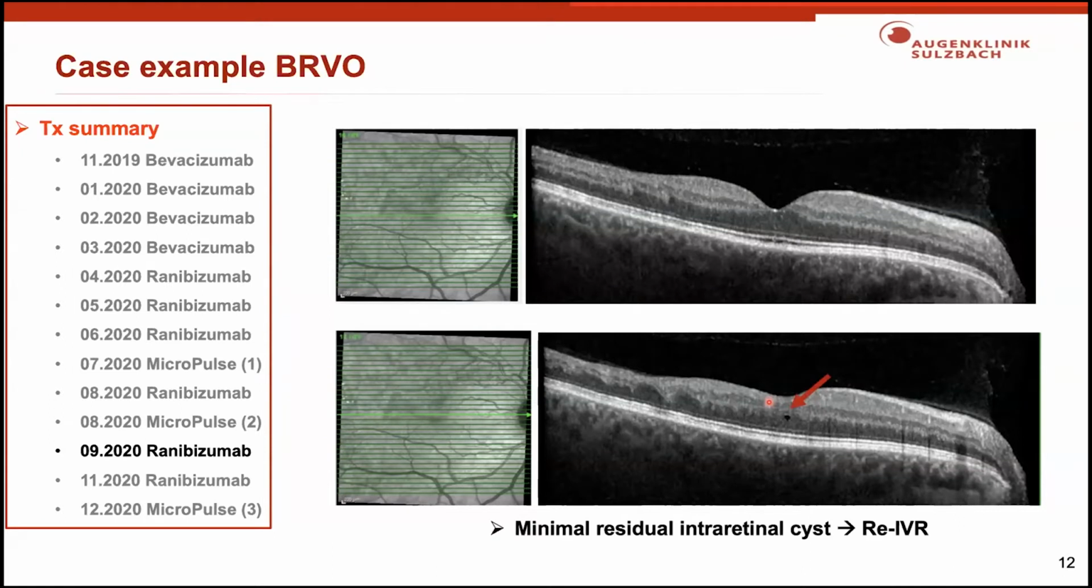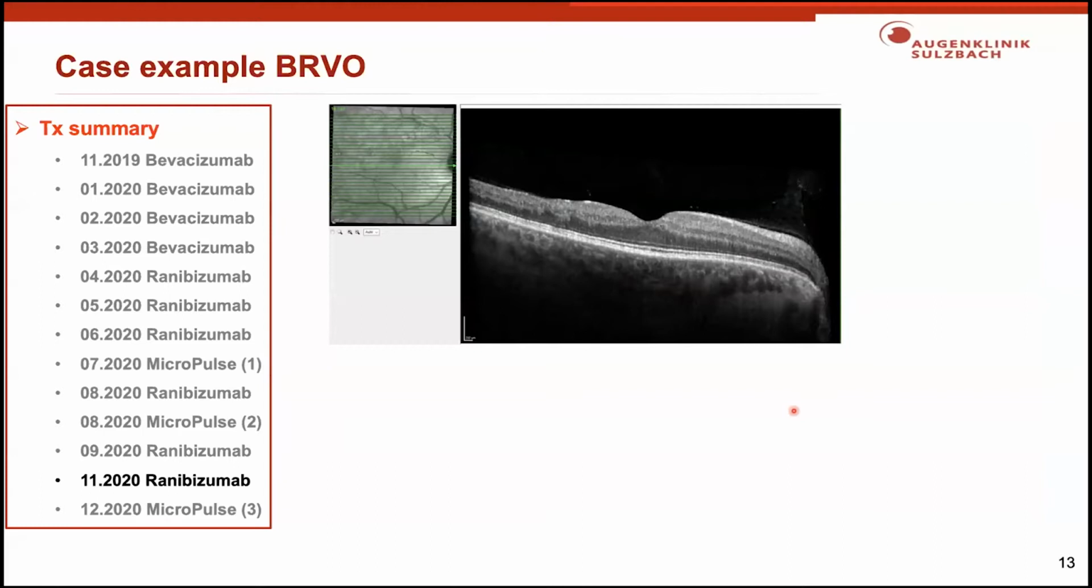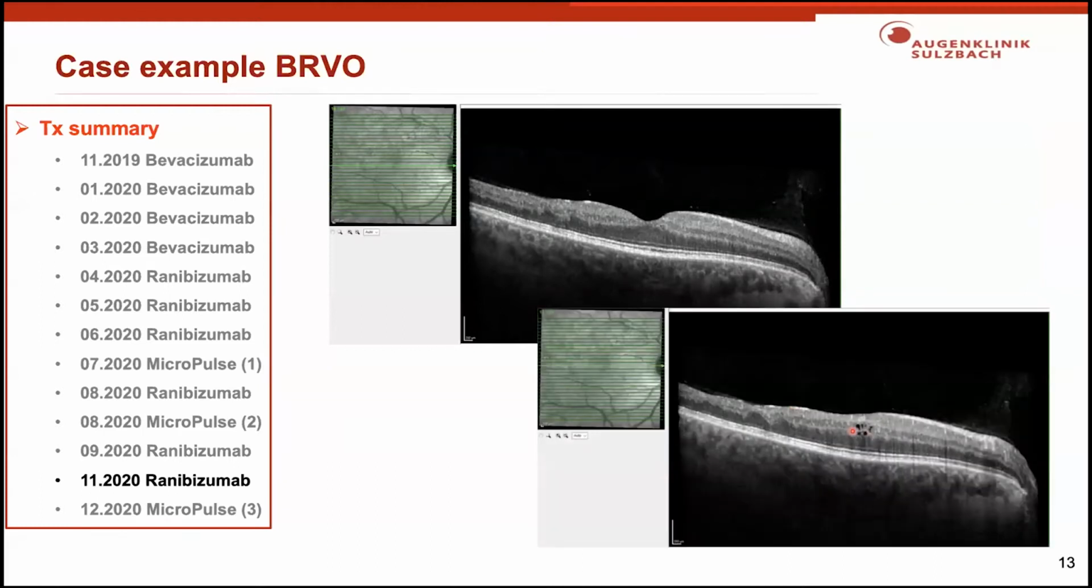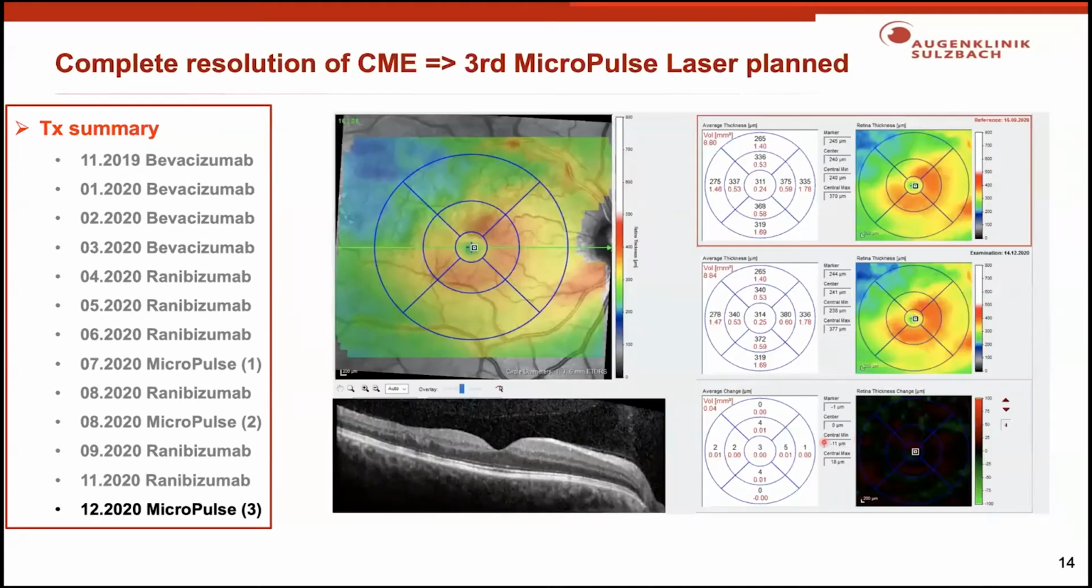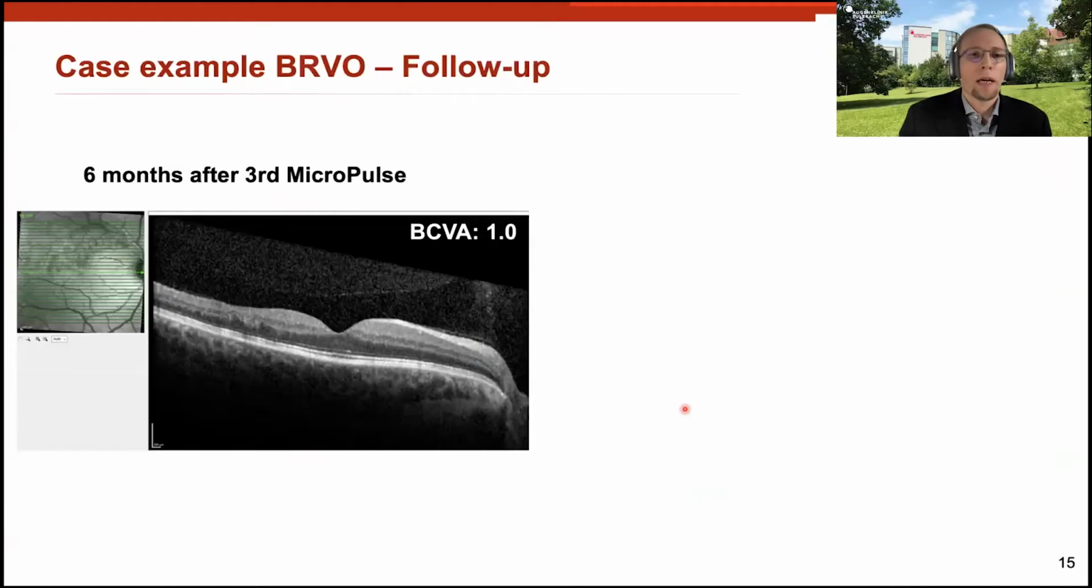We gave him another shot of ranibizumab and then had him back 2 months later, at which time he still had some parafoveal cystic change. We injected again and then had him back a month later. And basically the patient begged us, why don't we try another laser? I don't want another shot. And so 6 months after that last micropulse laser, he was still completely dry, with a 1.0 visual acuity.